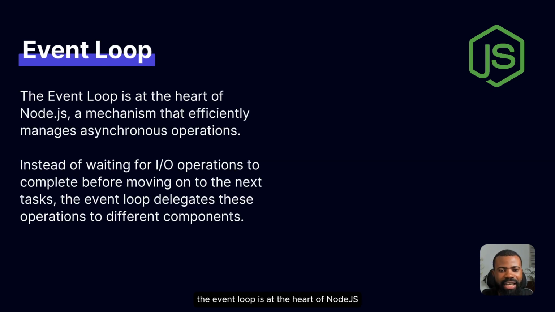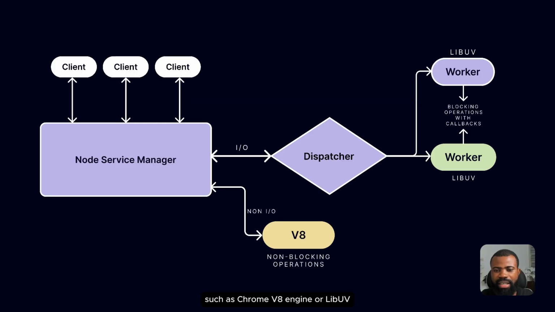The event loop is at the heart of Node.js, a mechanism that efficiently manages asynchronous operations. Instead of waiting for I/O operations to complete before moving on to the next task, the event loop delegates these operations to different components, such as Chrome V8 engine or libuv, depending on the operation, and continues executing other tasks. Once an operation completes, the event loop triggers the associated callback, allowing the application to process the result asynchronously.